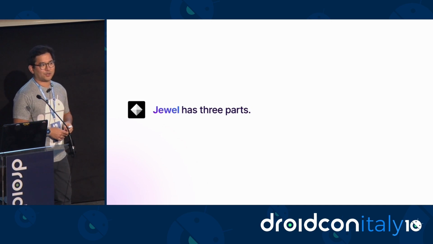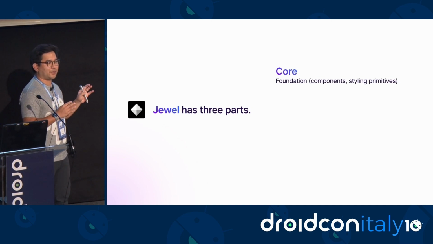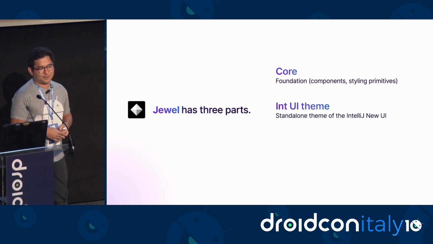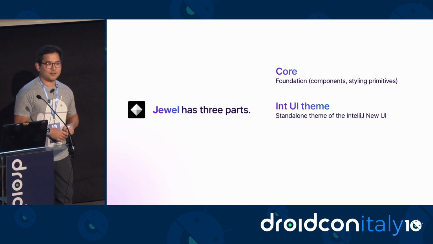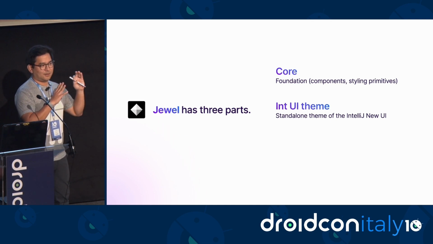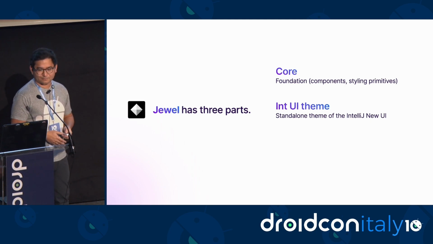Joule is composed of 3 parts. The first one is the core. So this is really the foundational elements, so all the UI components and all the primitives that it takes to actually style these across the different themes. The second one is really the standalone UI theme. So this is the IntUI. This is the UI components styled exactly in this theme, so you can actually use this library standalone if you want to build your own desktop apps outside of IntelliJ.